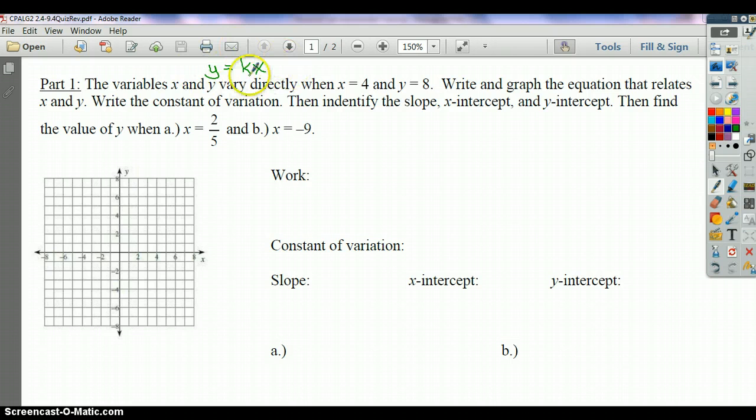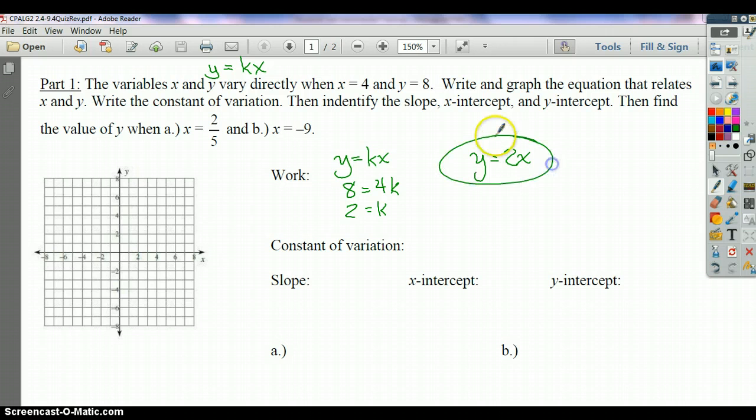There's my setup. I'm going to put 4 and 8 in that, so y equals kx, 8 equals 4k. So k is going to be 2. So my equation for number 1 the whole time is going to be this. The constant of variation, which is what we just solved for, k is equal to 2.